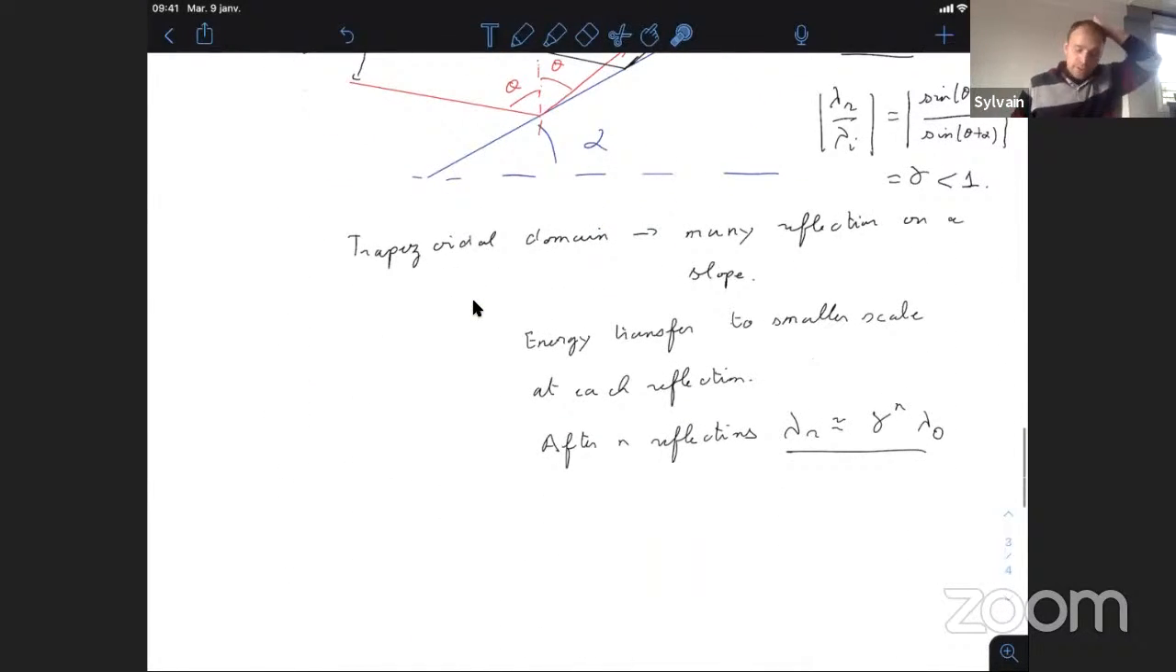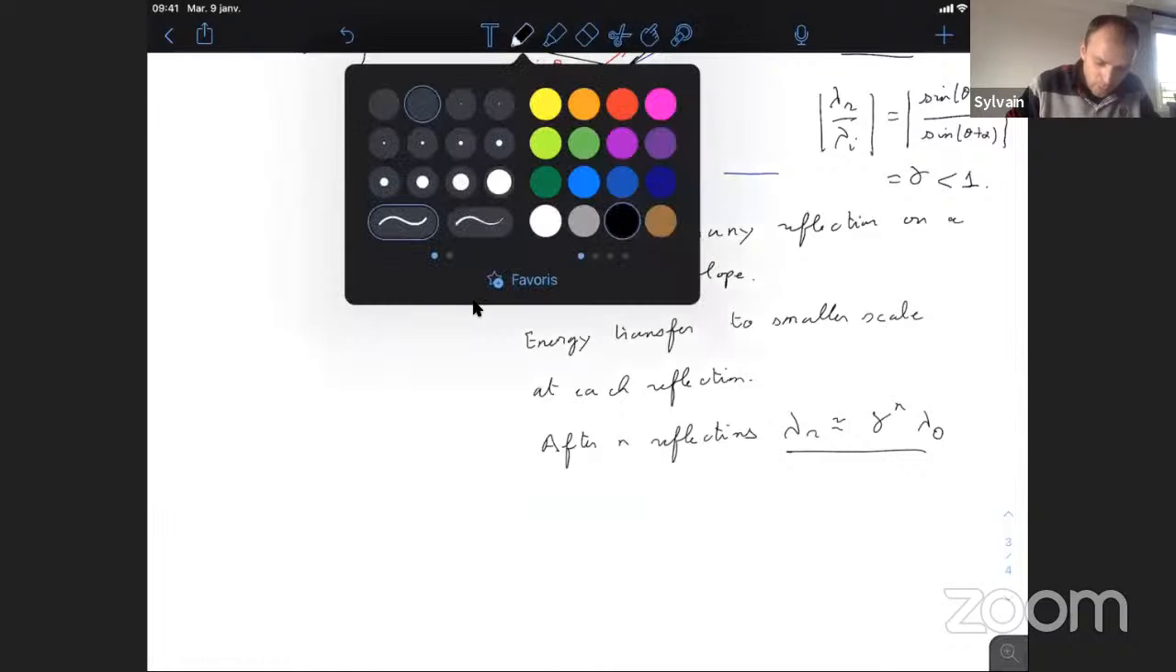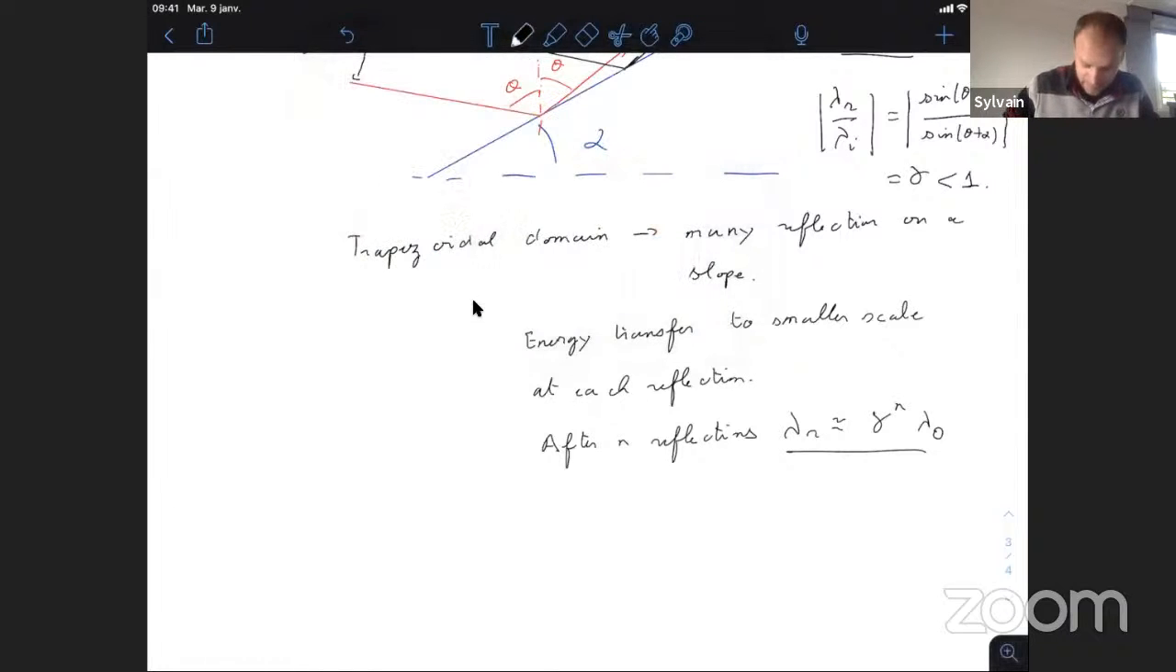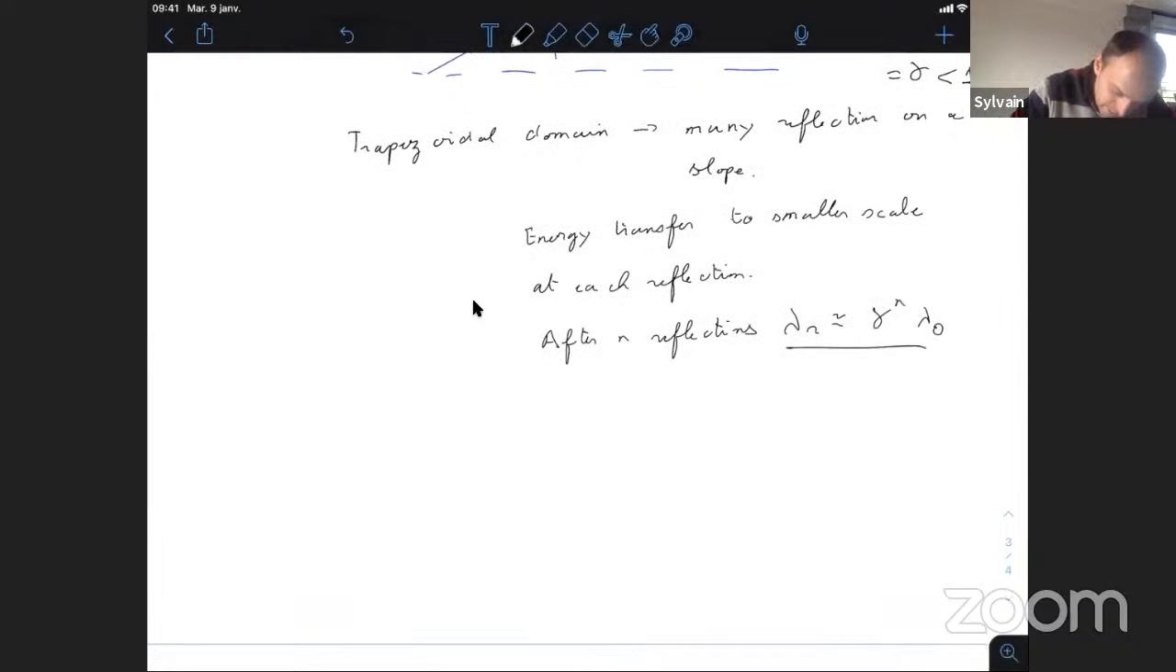Okay, what I have explained is just what happens at each reflection. When you have a closed domain, you have many reflections. And now, why do we have this pattern? That's called an internal wave attractor.